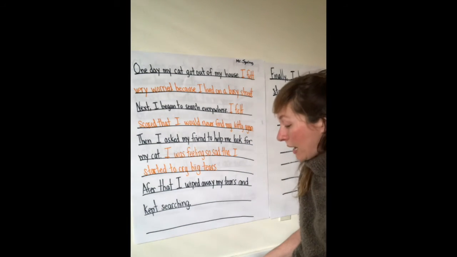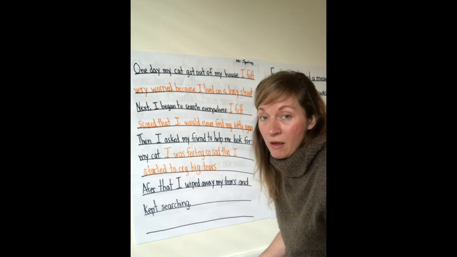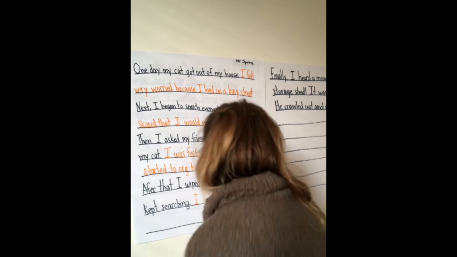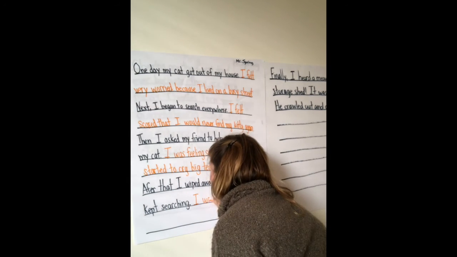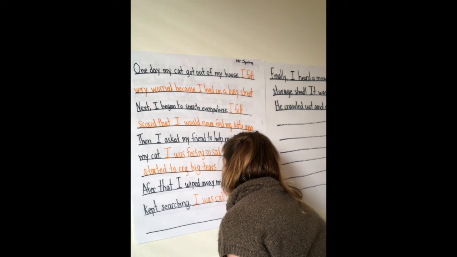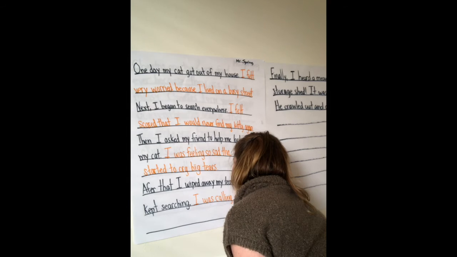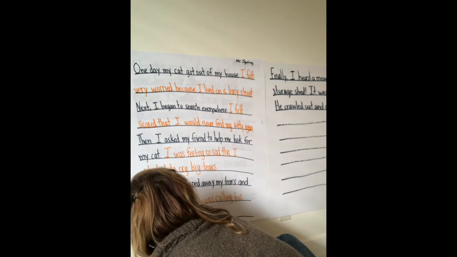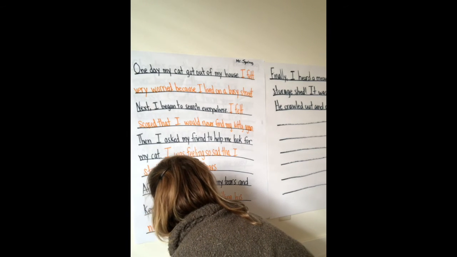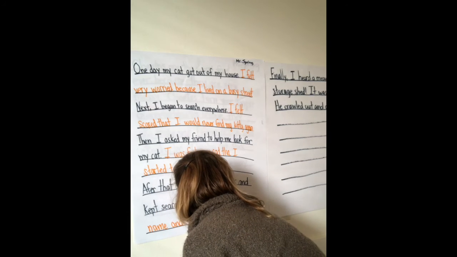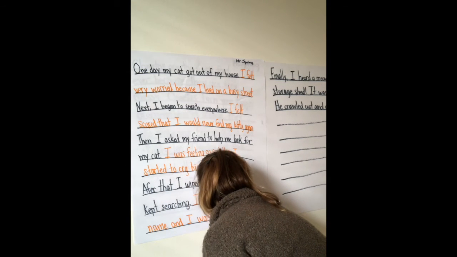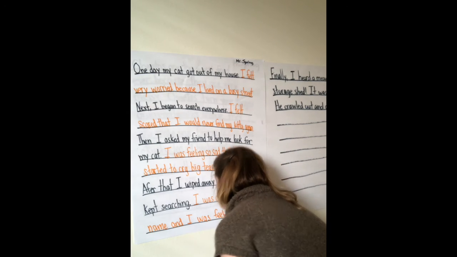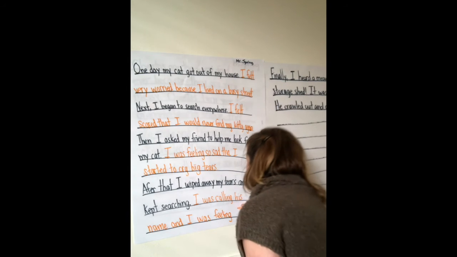After that, I wiped away my tears and kept searching. I was calling his name, but let me tell you how I was feeling. I was feeling hopeless, so I'm going to write that. Oh boy, I was sure worried about my cat. Do you see how these feeling words and descriptions really make the writing come to life? It's so much juicier.